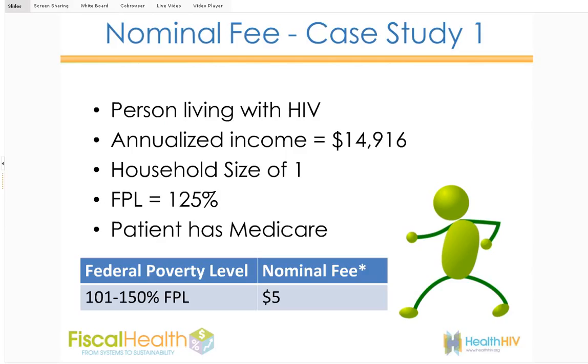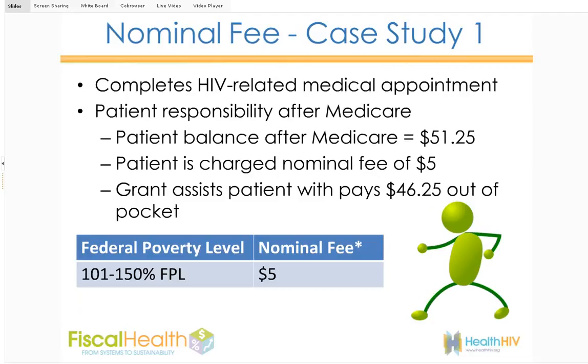So to drive the point home, I just want to look at a case study. If you have a patient that comes in your door that has an annualized income of $14,916 and, say, a household size of 1, that means their federal poverty level is 125%. So for example's sake, let's say this patient also has Medicare. Based on your sliding fee scale, the nominal fee for this patient would be $5. So if they complete an HIV-related medical appointment, Medicare, since they have Medicare insurance, would be billed first.